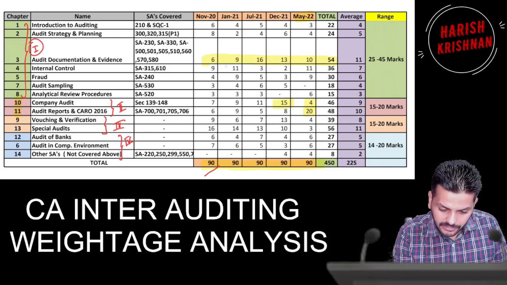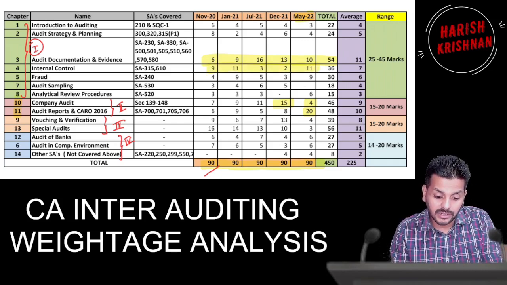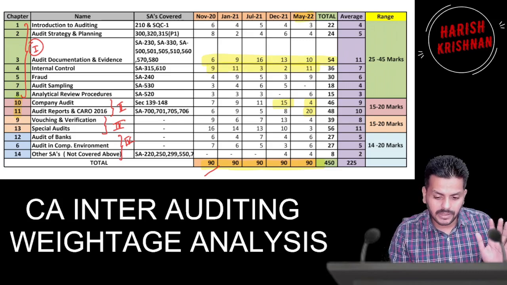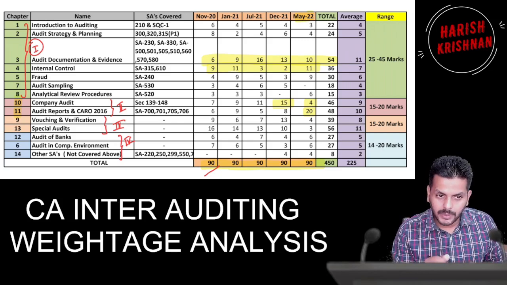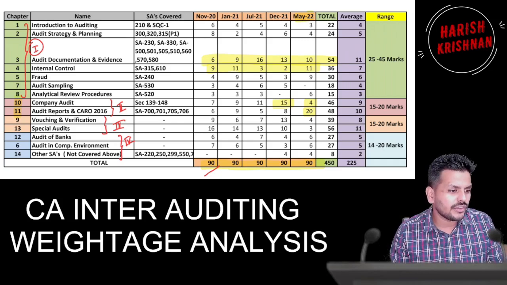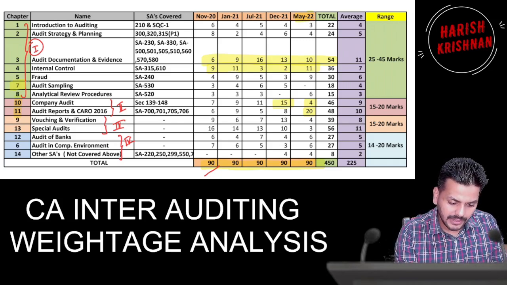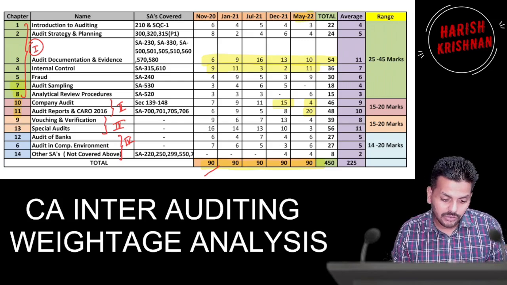Internal control is anywhere ranging between 9 to 10 marks. In one odd attempt, you can see there, only 3 and 2 marks questions, only once that happened. Probably, again, like I said, questions might have come from MCQs, but otherwise it's a very, very important chapter. And in that lot, one question is definitely always asked from sampling and analytical procedures. I don't consider them to be real chapters, so you can focus on that.